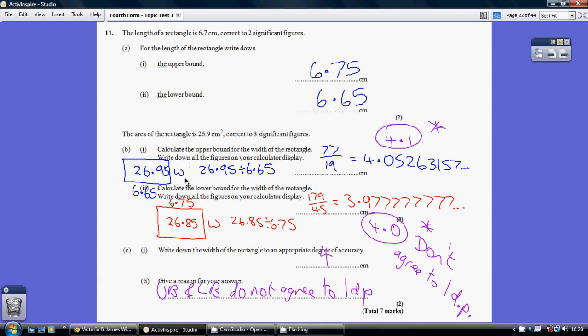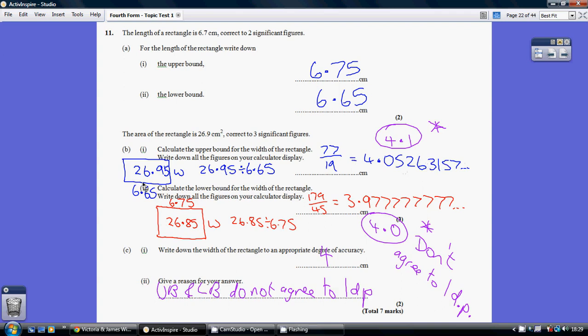So here's my rectangle, here's my width. Now if I want this to be as big as possible, I need to have the biggest possible area, 26.95, and divide that by the smallest possible length. That's going to maximise my width. Biggest area divided by smallest length. Okay, smallest length from here. So 26.95 divided by 6.65 gives me this when I display my whole calculator.